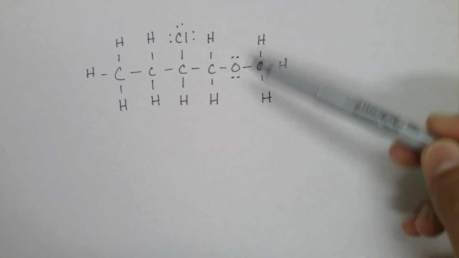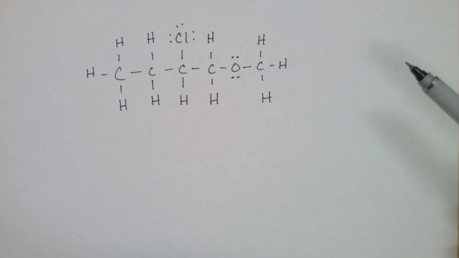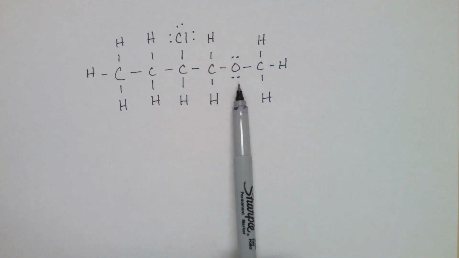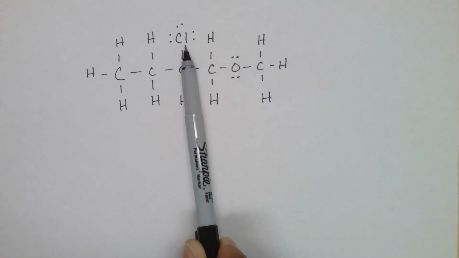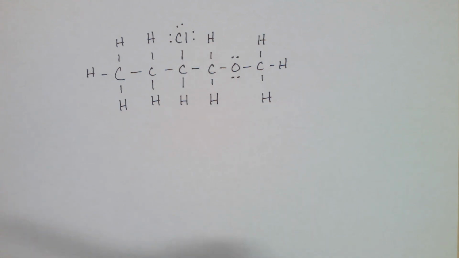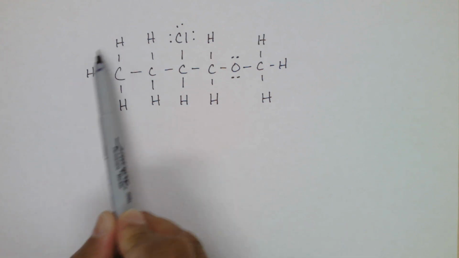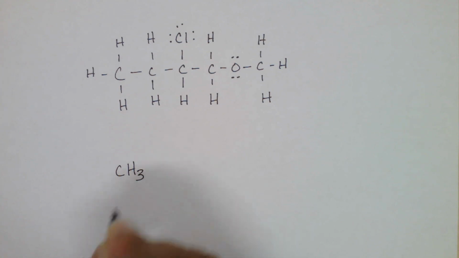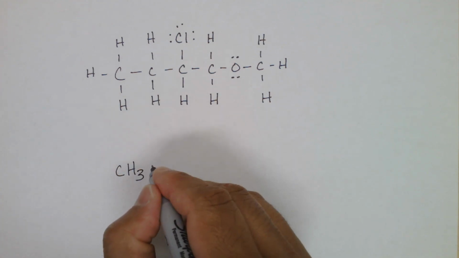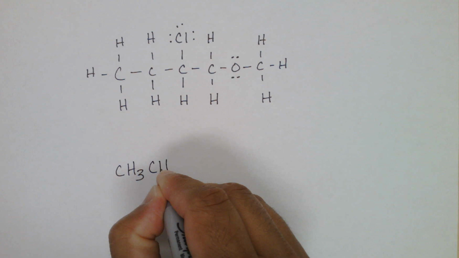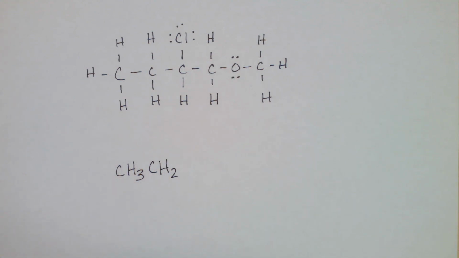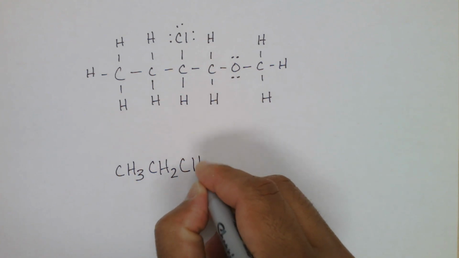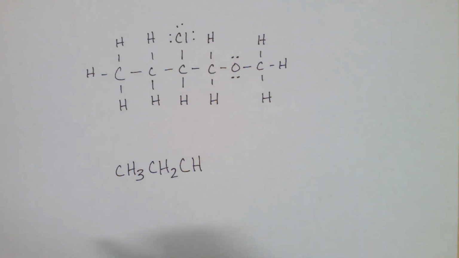Let's convert this Lewis structure into a condensed formula. In this case, I've given you an ether functional group here. I've also included the alkyl halide. We've seen these before in a previous video. So let's draw the condensed formula. I'll start on the left side. Here's the CH3 group. This is bonded to the methylene group, the CH2. And then right here, we have this carbon that's bonded to a hydrogen and bonded to a chlorine.